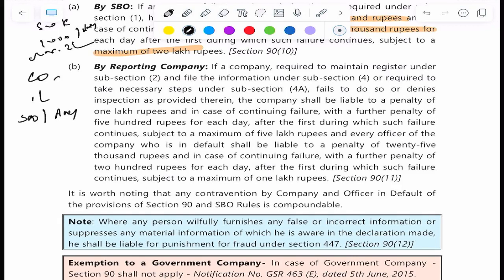subject to a maximum of 5 lakh rupees, and every officer of the company who is in default shall be liable to a penalty of 25,000 rupees, and in case of continuing failure, with a further penalty of 200 rupees for each day after the first during which such failure continues, subject to a maximum of 1 lakh rupees.